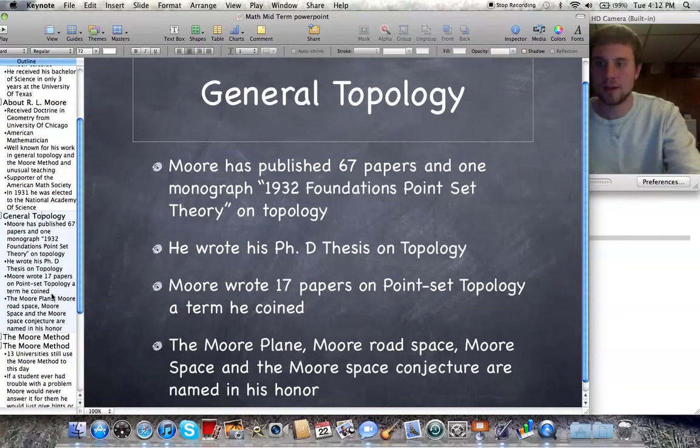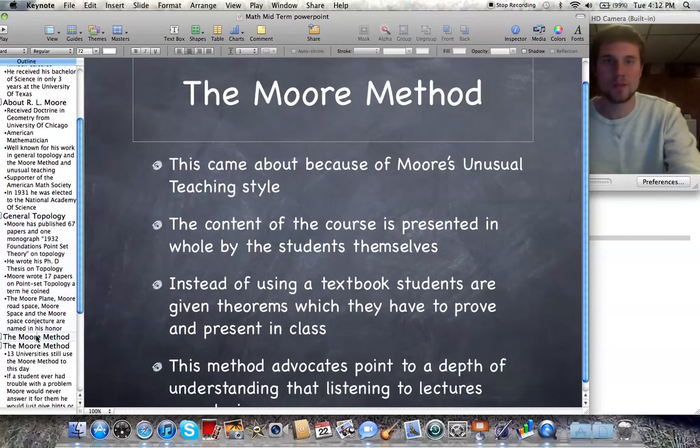Now we're going to move on and talk a little bit more about what he is most famous for, and that would be the Moore method. The Moore method came about because of Moore's unusual teaching style. The content of his courses usually was presented in whole by students themselves. Moore believed that the students were better off learning the subject on their own than him sitting there and telling them to read out of the book or putting notes on the board.